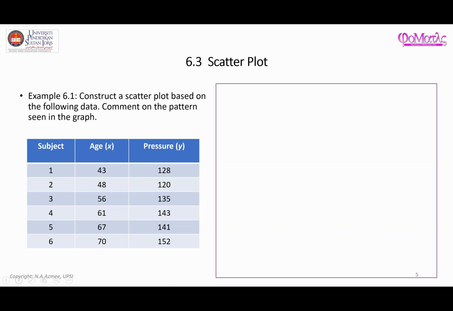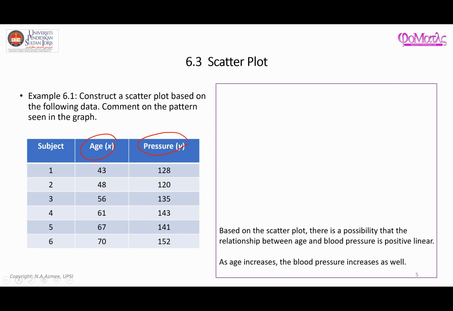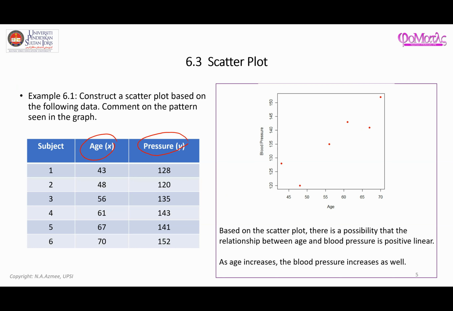Now a question on the scatter plot: construct a scatter plot based on the following data. This is the age and this is the blood pressure. If you plot this data, this is the image that you will get. In general, it looks as if it has a positive linear relationship.